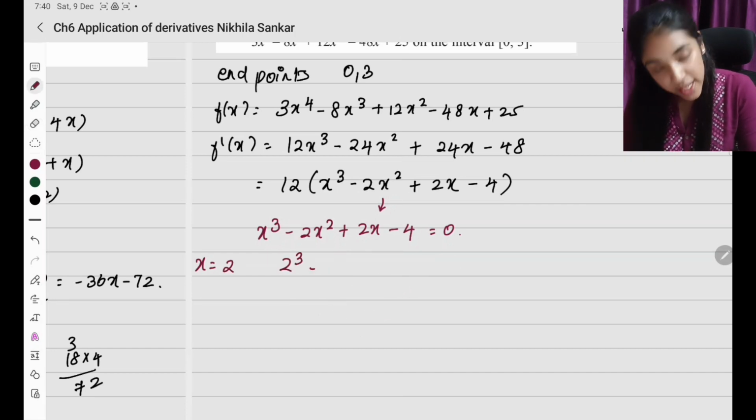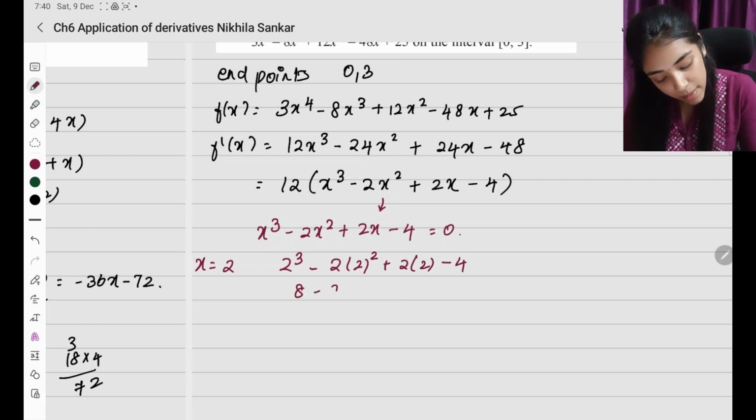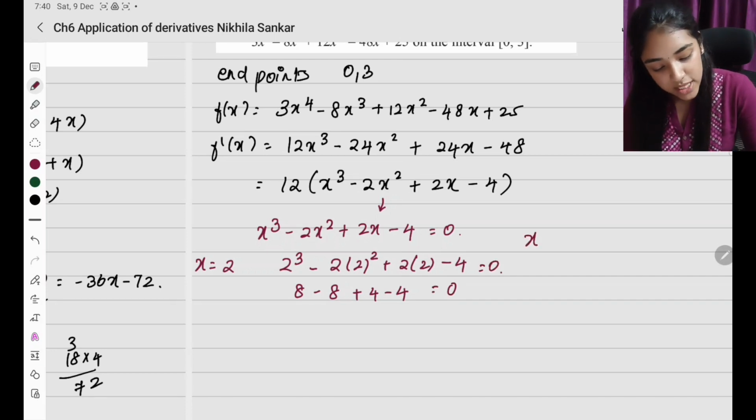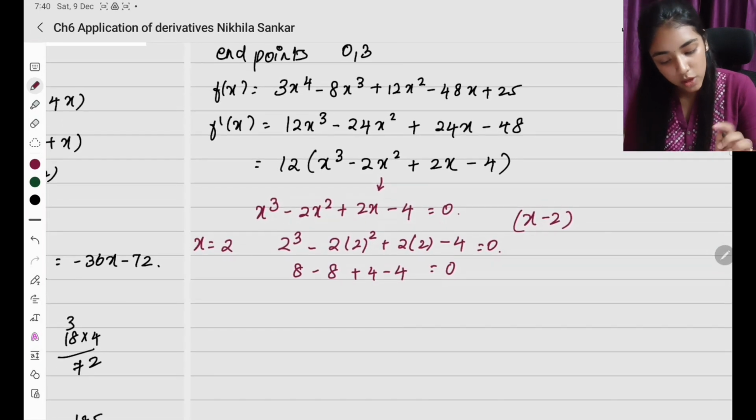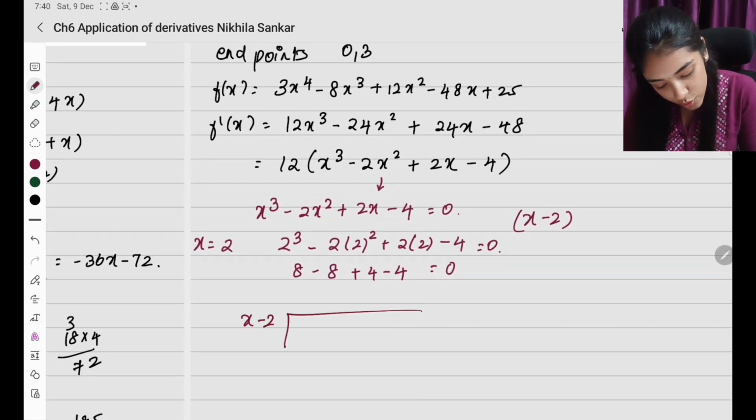So 2 cube. This is how you have to do it in the exam, trial and error, no other method. 2 cube minus 2 times 2 square plus 2 into 2 minus 4. So I have 8 minus 8 plus 4 minus 4. So yes, x equals 2 is going to be a solution, which means x minus 2 is a factor. Now you have to do long division. So x minus 2, when I divide x cube minus 2x square plus 2x minus 4.